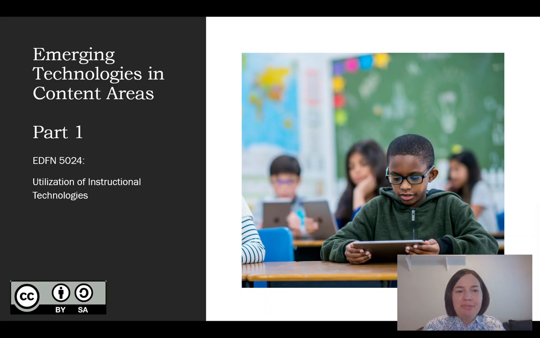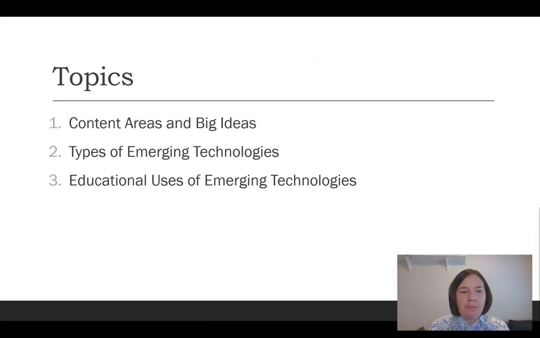Hello, today we're going to be talking about emerging technologies in content areas. So, we're kind of combining two ideas: one that's about what a discipline area or content area is and what our goals are behind a content area. And then we're going to add to that emerging technologies. So, these are the overall topics, and we're going to break it up.